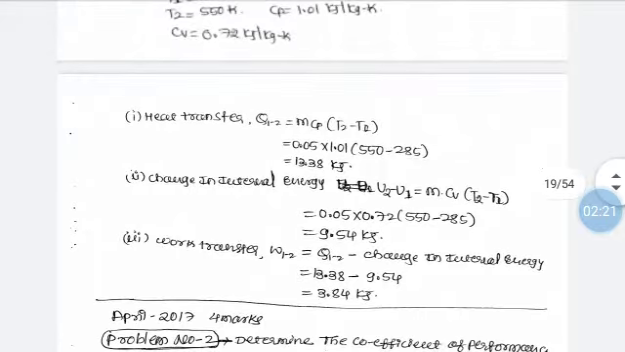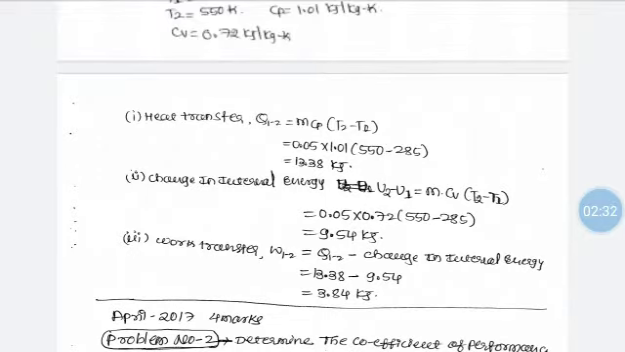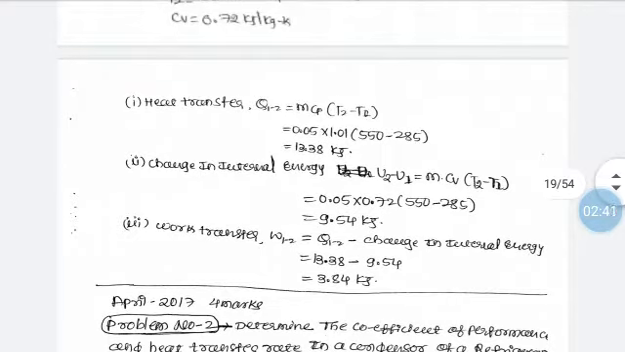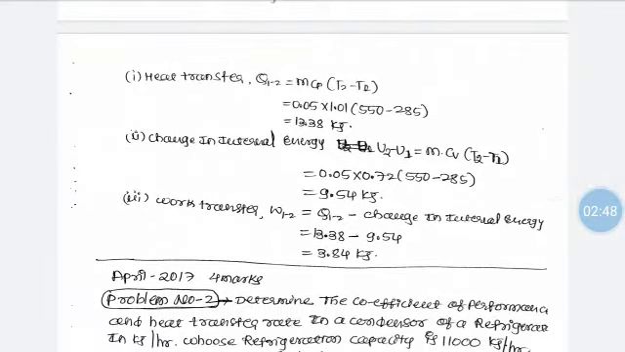Next, the change in internal energy. This is given by U2 minus U1 is equal to m, the mass, times the specific heat at constant volume Cv, times T2 minus T1. So U2 minus U1 is equal to 0.05 times Cv, which is 0.72, times T2 of 550 minus T1 of 285. After calculating this, the change in internal energy is equal to 9.54 kilojoule.